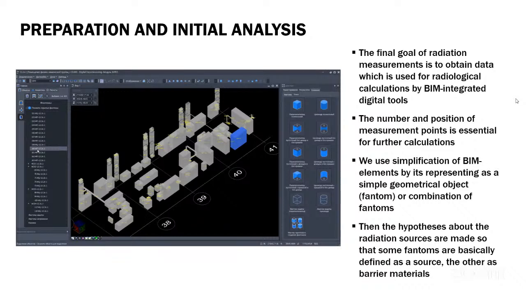Then we do some modeling and apply a mathematical algorithm. And to simplify the procedure, we use so-called phantoms. Phantoms are a simple representation of equipment, usually with simple geometrical objects like cubes, cylinders, spheres, or a group of objects. That's what we do in the first step.